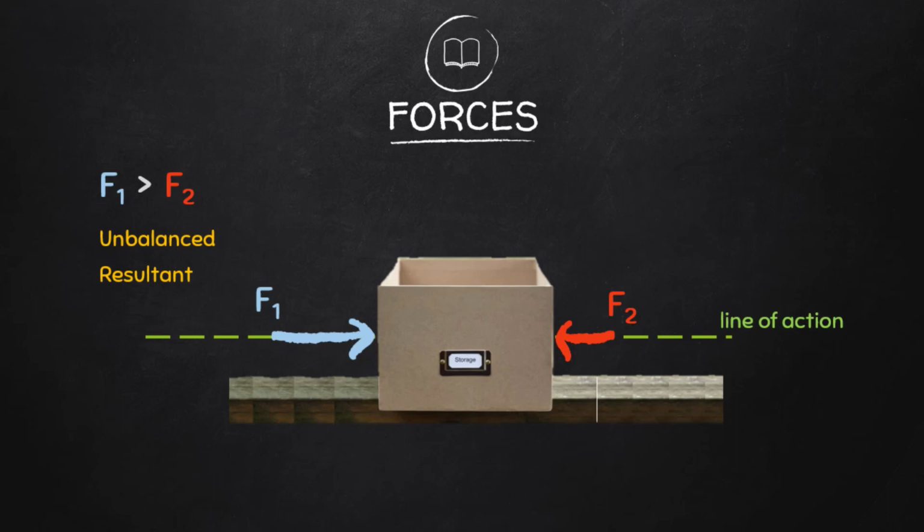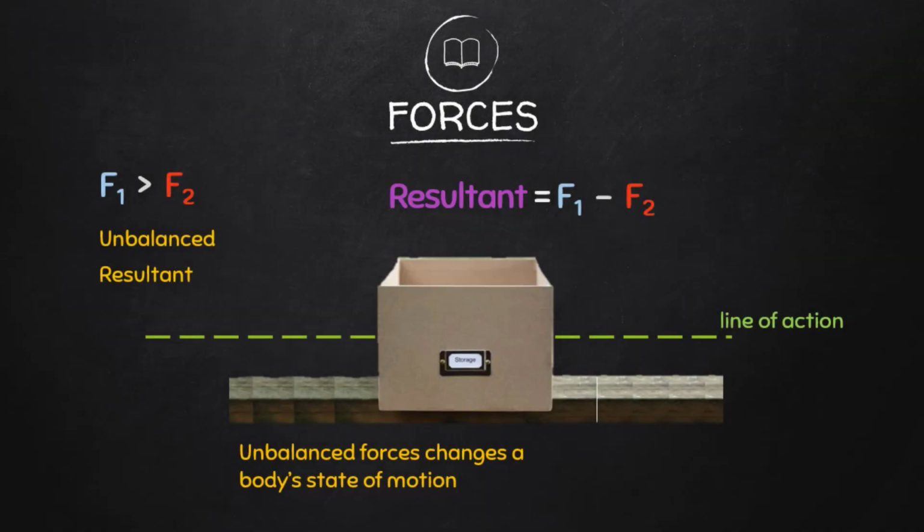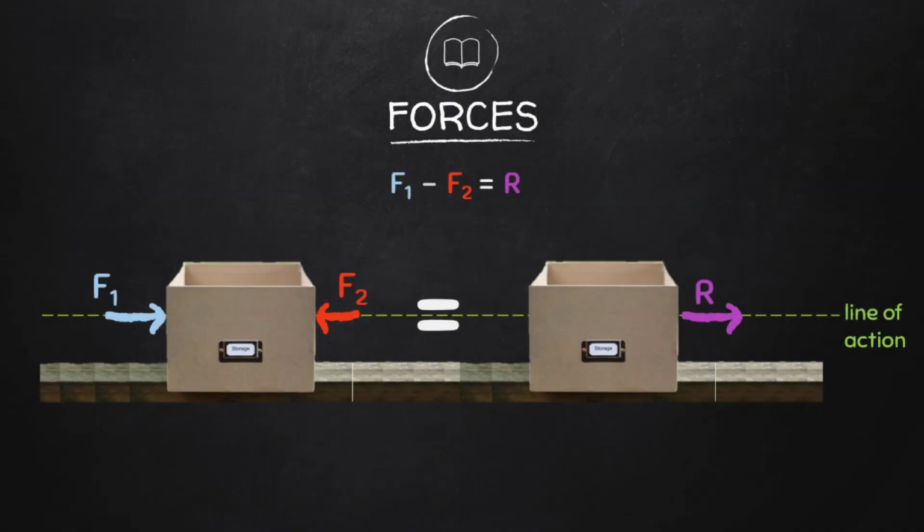Now the resultant is just equal to force 1 minus force 2. This is considering forces going to the right to be positive and forces going to the left to be of negative sign because they are acting in the opposite sense. Thus, we have your resultant. And resultant forces or unbalanced forces change a body's state of motion. From our computation, we have determined that force 1 minus force 2 is equal to the resultant R.